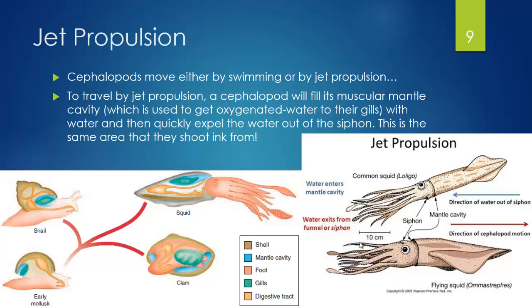This is the exact same thing that they do to get rid of ink. They shoot ink from the same basic area there. They have a siphon right here, and they shoot the water out there. It is also the exact same place that they shoot the ink out from, which makes sense if you think about it, because they have an ink sac that stores the ink, and then they have mucus from within their body, and they mix the two on the way out, and it makes sense that you would make mucus in an area that's full of liquid already, like seawater.